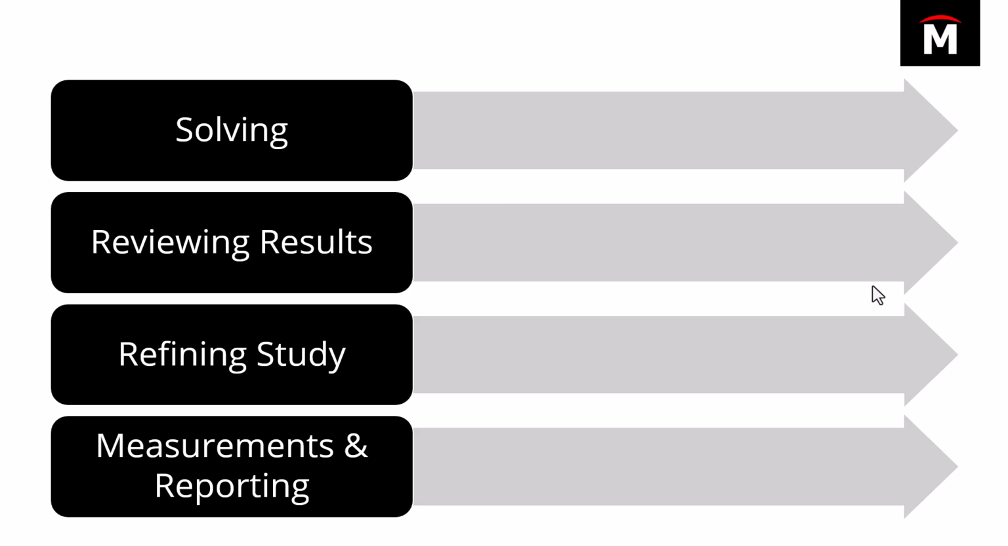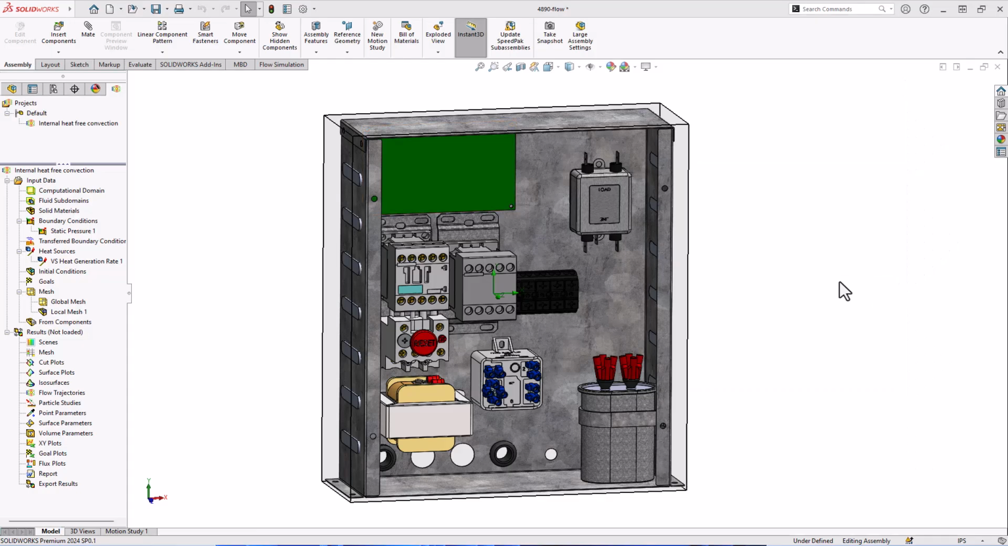For this thermal study, we're probably going to learn quite a bit, and then we might even create a new study and study something new based on what we initially learned from our results. And then we'll talk about getting discrete measurements, reporting information, and sharing with stakeholders. So we've got quite a bit to look at. Let's go ahead and jump right in.